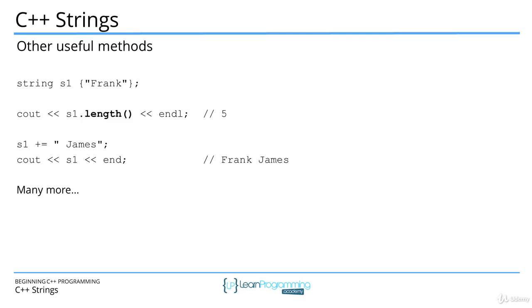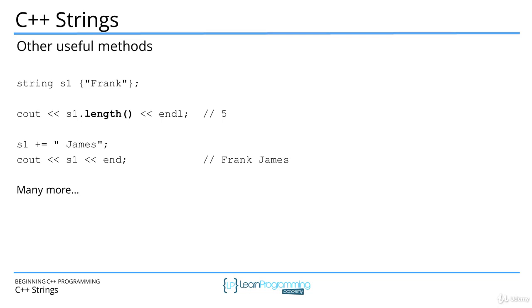The method is the length method. It returns the number of characters currently in the string object. In this example, S1 is Frank, so S1.length will return a 5. This is so easy and something that's impossible to do with C-style strings since they don't contain size information.